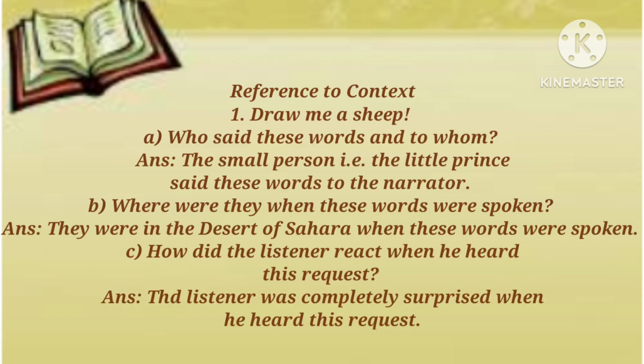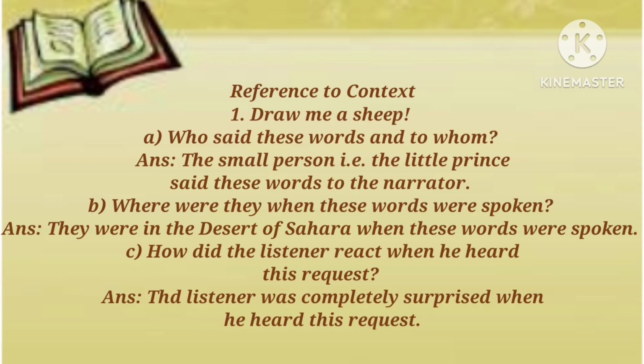Now the reference to context questions. Draw me a sheep. The first reference. A part. Who said these words and to whom? Answer: The small person, that is the little prince, said these words to the narrator. B part. Where were they when these words were spoken? Answer: They were in the desert of Sahara when these words were spoken.